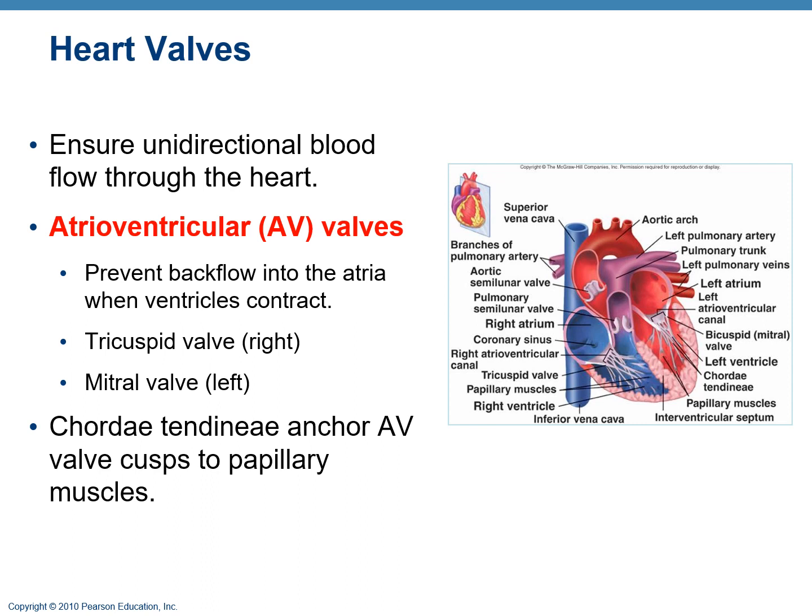The atrioventricular valves prevent backflow from the ventricles back into the atria, so they're between the atria and the ventricles. On the right side of the heart, we have the tricuspid valve that has 3 flaps. On the left-hand side, we have the mitral or bicuspid that has 2 flaps.